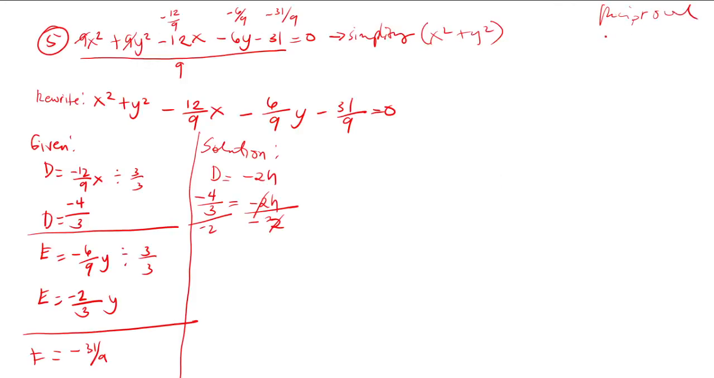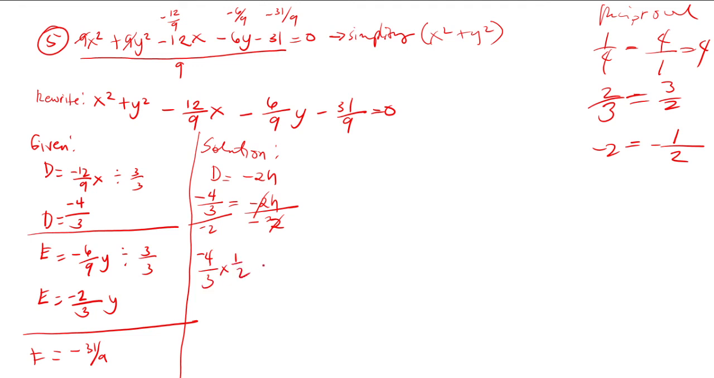Reciprocal. So, kung meron kang 1/4, ang reciprocal niya ay 4 over 1 or simply 4. Pag meron kang 2 over 3, ang reciprocal niya 3 over 2. Pag meron ka namang negative 2, ang reciprocal niya ay negative 1/2. Okay? So, magiging negative 4 over 3 times 1/2 is equal to h. Okay? Next, negative 4 times 1 is negative 4. 3 times 2 is 6.